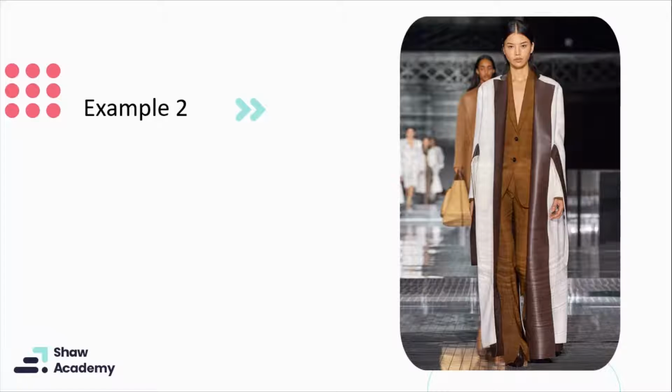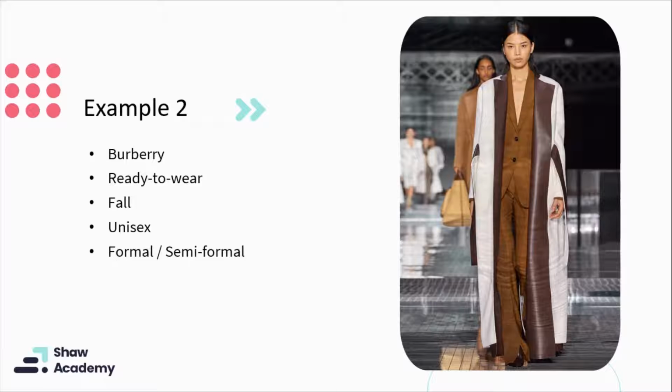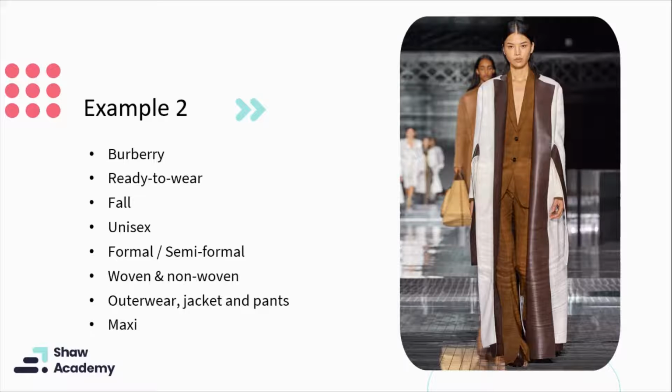The second example is an outfit designed by Burberry, and it is part of their ready-to-wear fall collection. This can be considered a unisex garment as both men and women can wear it. The suit is a formal garment but can be semi-formal when styled more casually, like we see in the image. It is created out of both woven and non-woven textiles and consists of a jacket, a pair of pants, and outerwear. The length is maxi or floor length.